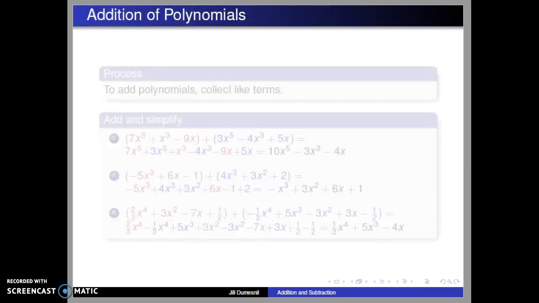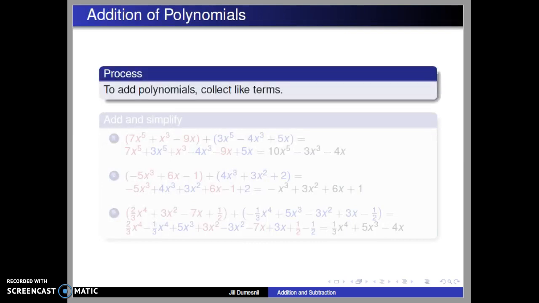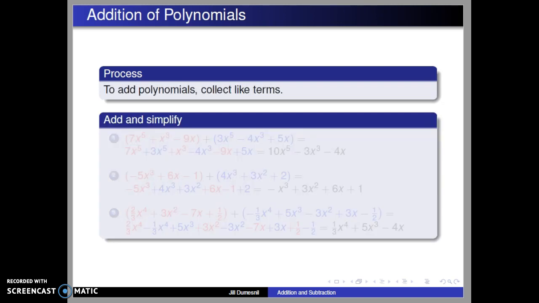To add polynomials, we collect like terms. Problem instructions will be something like add and simplify. To add these polynomials, we might first use the associative and commutative laws of addition to rearrange the terms. We can write our degree 5 terms together, followed by the degree 3 terms, and our linear terms. Now it's relatively easy to collect like terms.